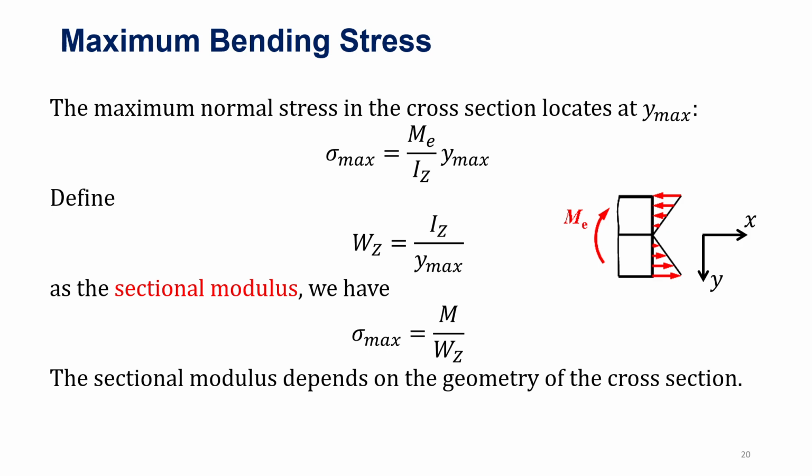Here we note that this sectional modulus depends only on the geometry of the cross-section, but not the material properties. So the sectional modulus is very commonly used in engineering, because if we give the sectional modulus of a cross-section and the maximum moment in the beam, we will then get the maximum stress in this beam.